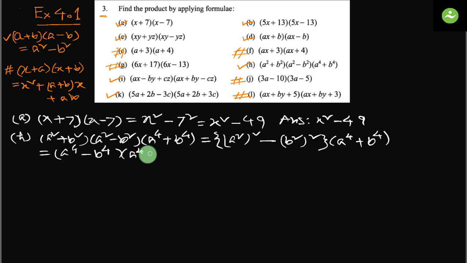A to the power 4 plus b to the power 4. Now again, if a4 is a and b4 is b, then a minus b and a plus b means a square minus b square. A4 whole square minus b to the power 4 whole square equals a to the power 8 minus b to the power 8. How? a4 into a4, 4 and 4 is 8, or 4 into 2 is 8, either way. So a to the power 8 minus b to the power 8. This is the answer.